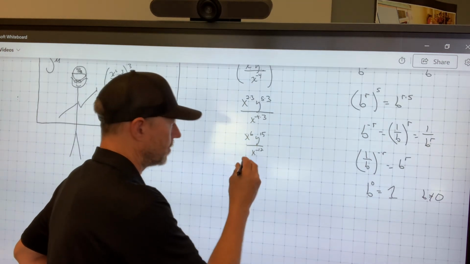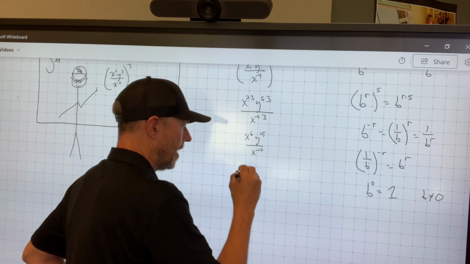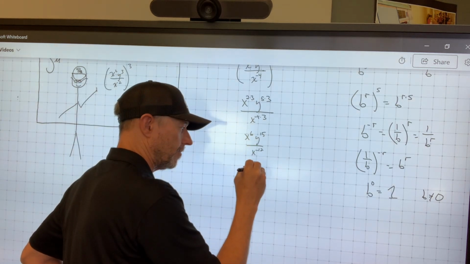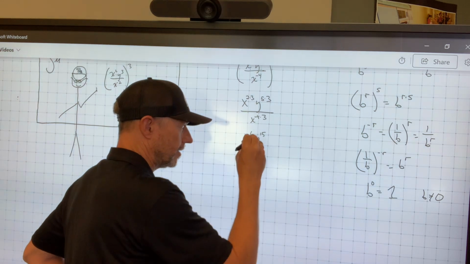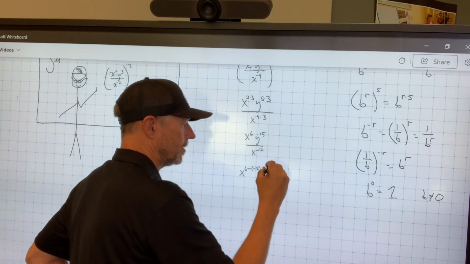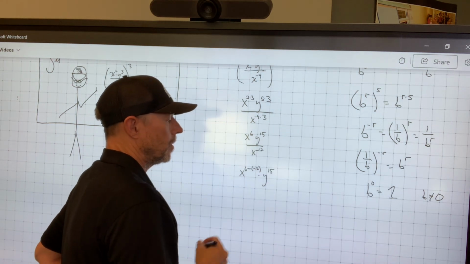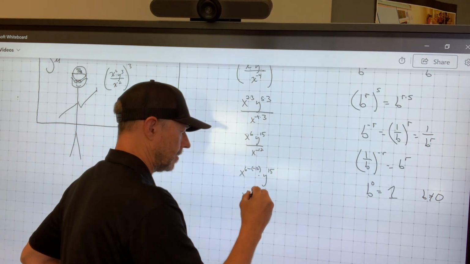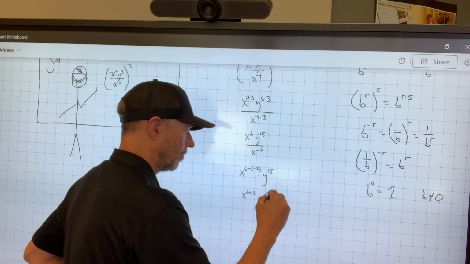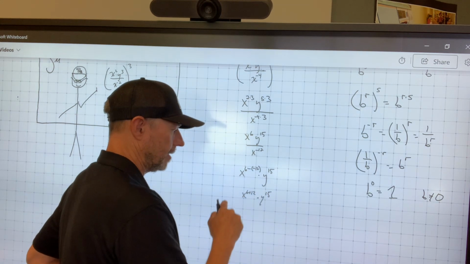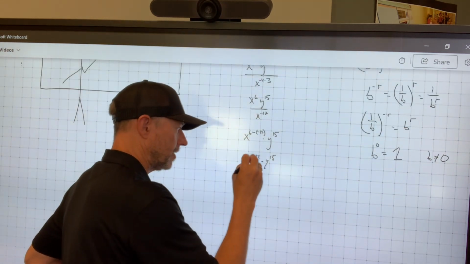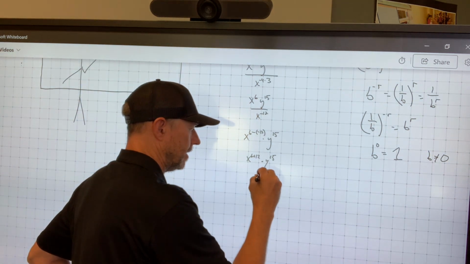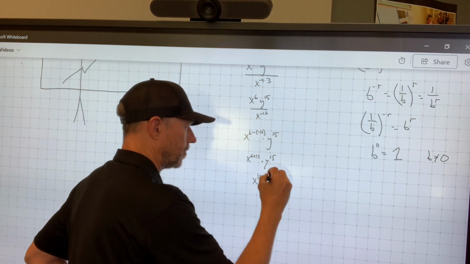Then I can do the subtraction rule here. x to the 6 minus a negative 12, you've got to be careful, that's a negative 12, and it's still being multiplied by y to the 15. But 6 minus a negative is 6 plus, and 6 plus 12 is 18. So this simplifies to x to the 18, y to the 15.